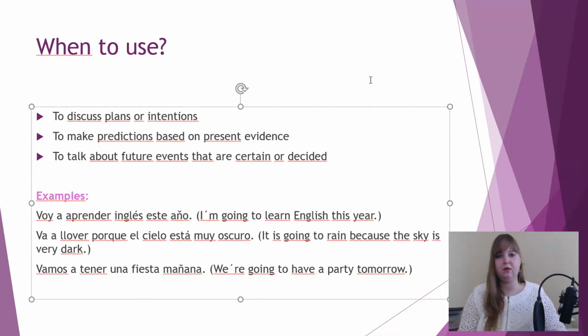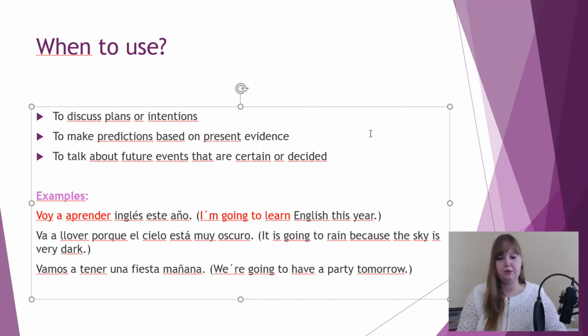In this part of the video, I would like to mention when we use the construction IR A infinitive. We use this construction when we discuss plans or intentions. For example, voy a aprender inglés este año. Voy a aprender inglés este año means I'm going to learn English this year. Voy a aprender is the construction, and it means I'm going to learn. Inglés means English, este año, this year.